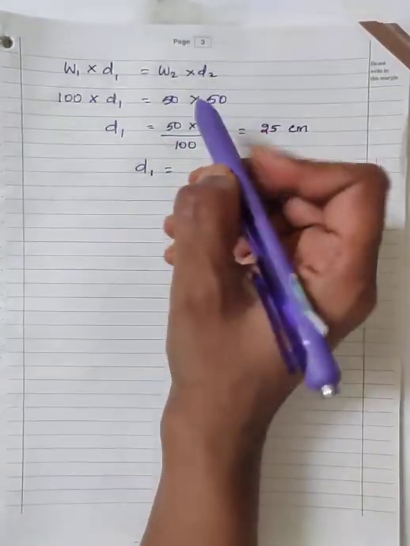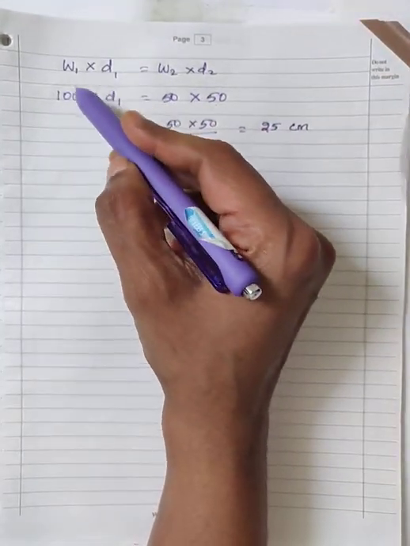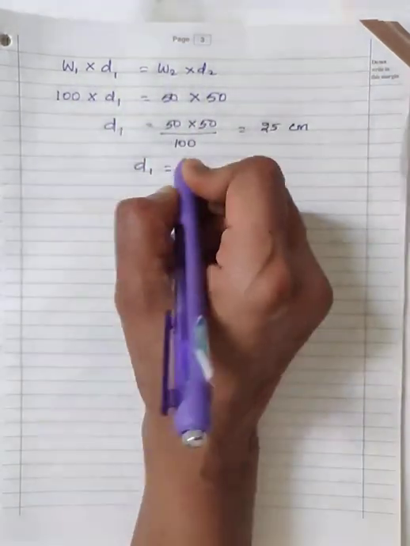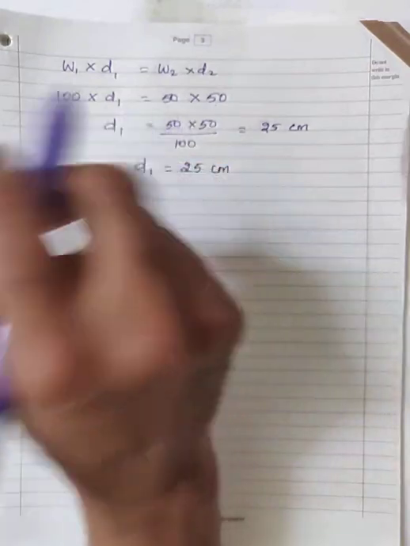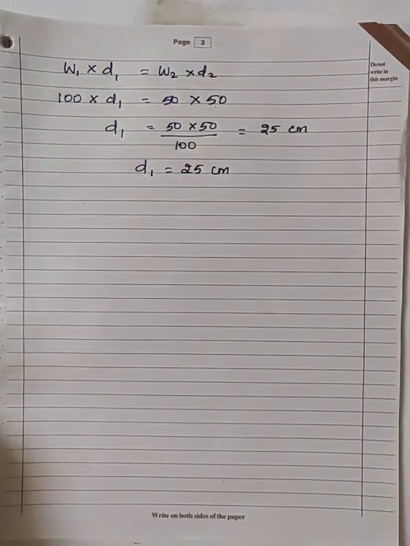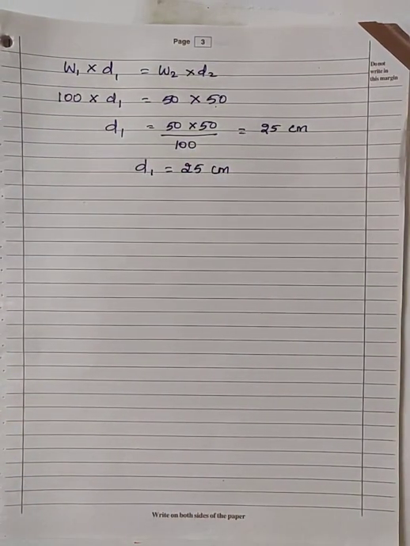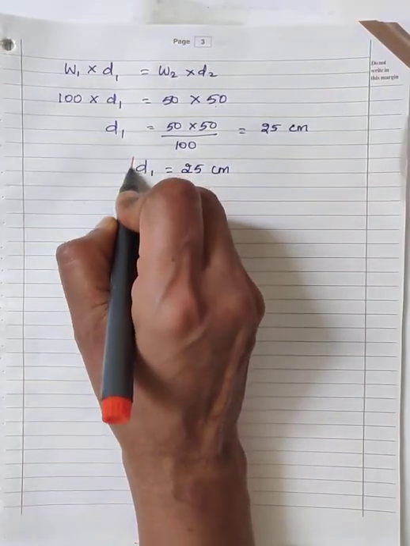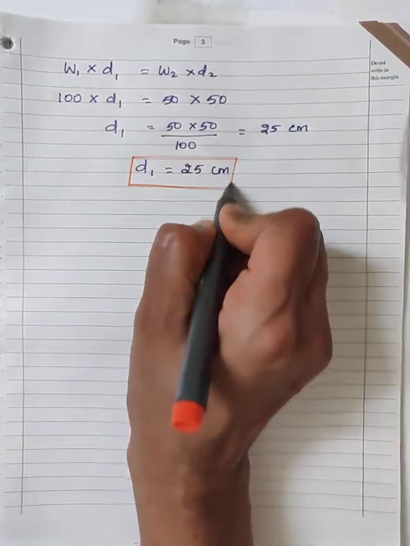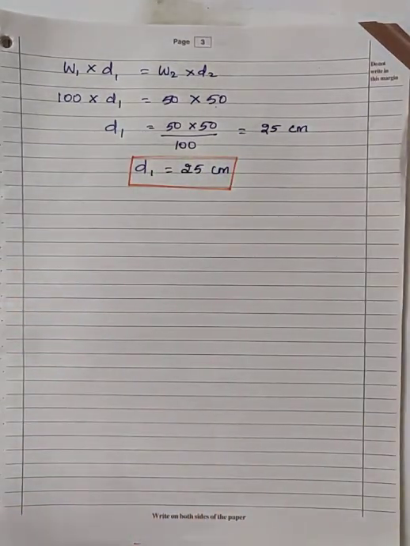So the weight W1, this 100 gram force, should be suspended at a distance of 25 centimeter from the pivoted point. That is the meaning. That is, the weight W1 should be suspended at a distance of 25 centimeter. From where? From the pivoted point. Okay. Come to the next question.